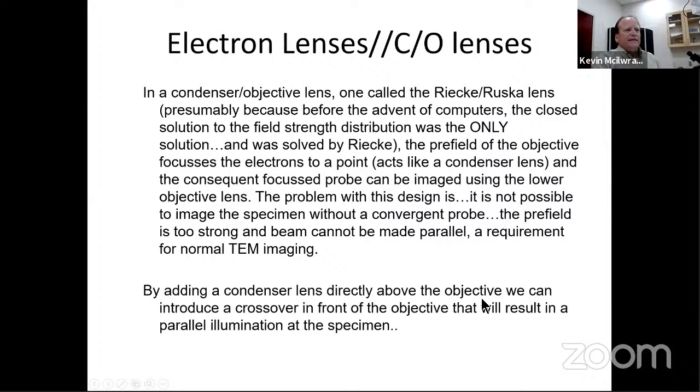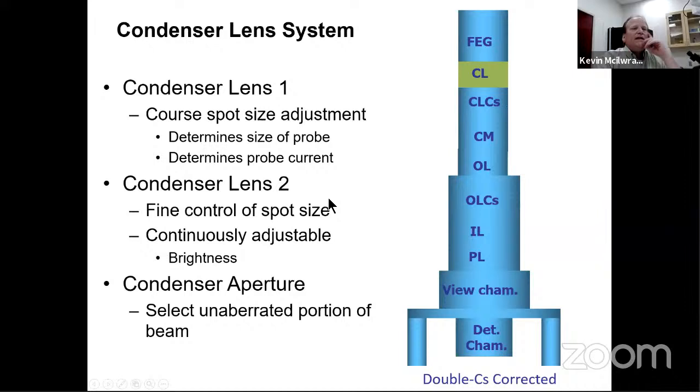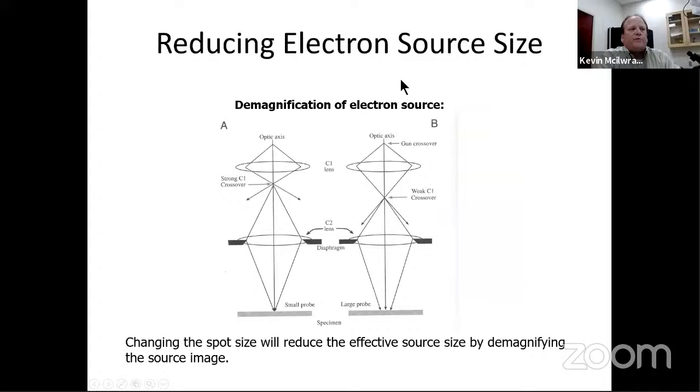So we look at the condenser lens system. The primary objective is to focus the beam onto the sample, so we demagnify the electron source. We can converge illumination for point analysis for STEM or parallel imaging in TEM. The first condenser lens controls spot size and determines the spot size of the probe current. The second condenser lens is fine control of the spot size and continuously varies the brightness and illumination. Condenser aperture selects the unaberrated portion of the beam.